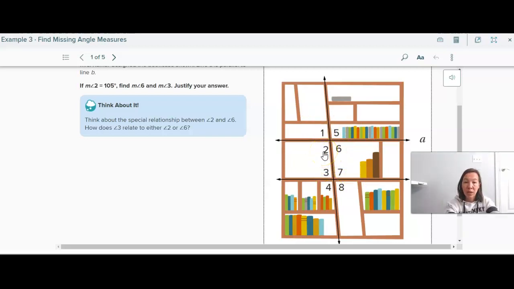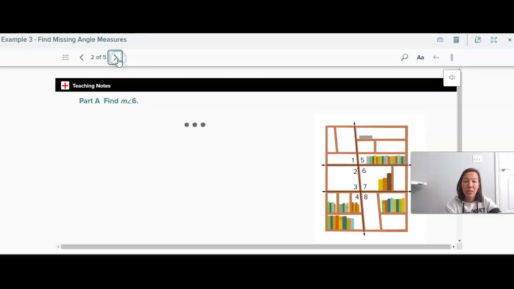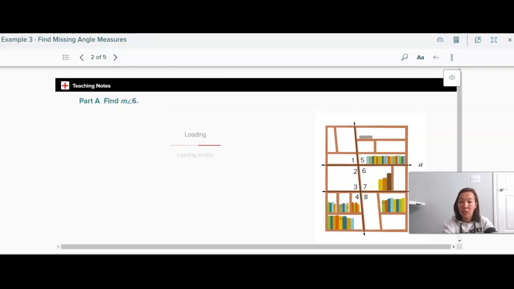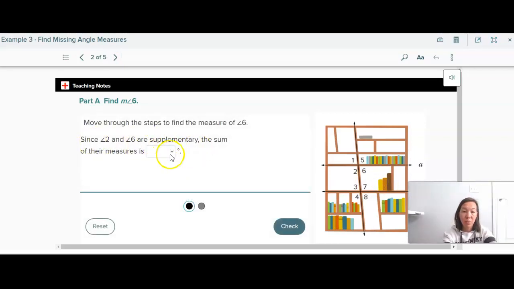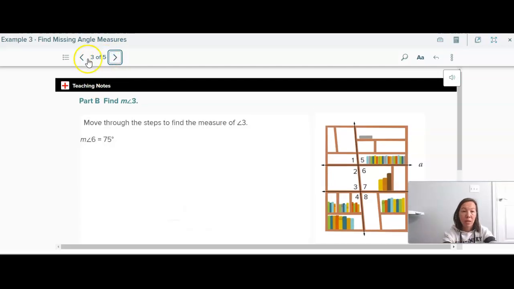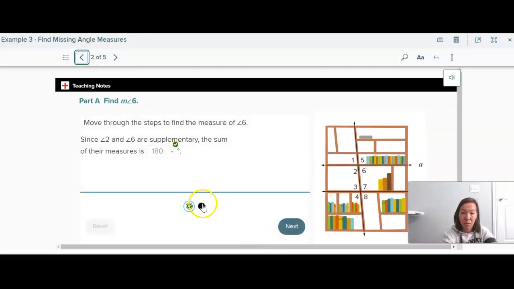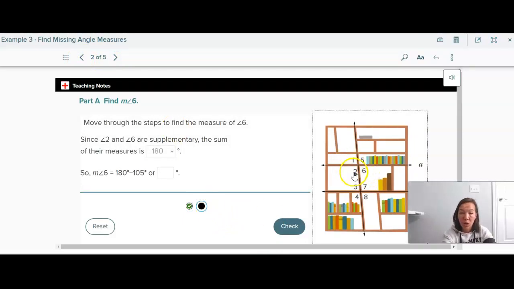So 2 is 105, and I want to know what 3 and 6 are. Well, 6 should be easy because it's right next to 2. So if 2 and 6 form a straight line, then what is angle 6 going to be? Well, if they're supplementary, then their angles add up to 180 degrees. So 180 minus 105 degrees is 75 degrees. So angle 6 is 75 degrees.